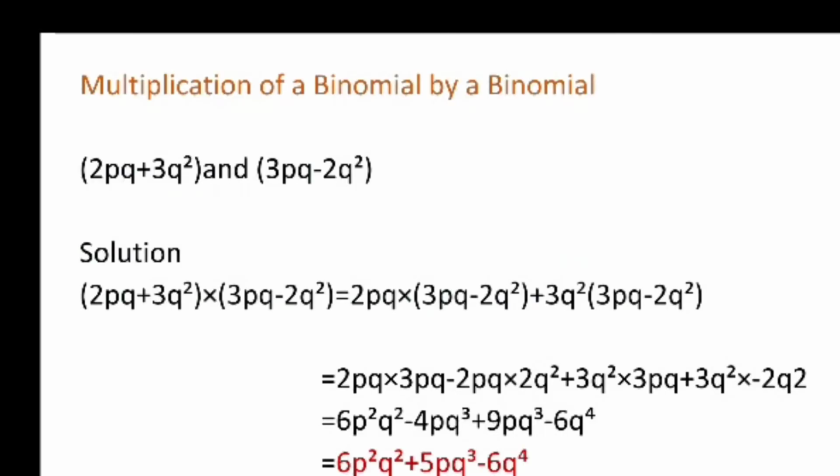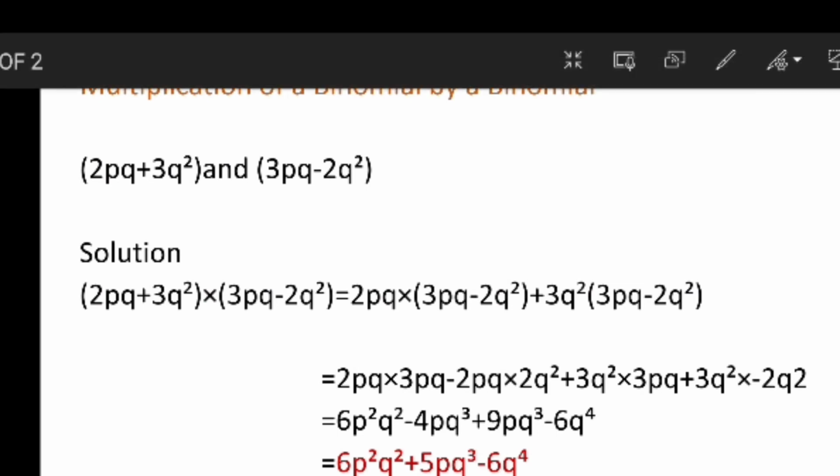Throughout this week we are learning in the chapter algebraic expression, and today also we are going to see the same chapter, and it is about multiplication of a binomial by a binomial. This is nothing but normal multiplication as we did in the earlier sessions, but we'll learn it through an example. Let us take an example: 2pq plus 3q squared and 3pq minus 2q squared.